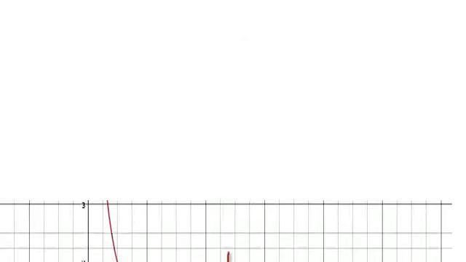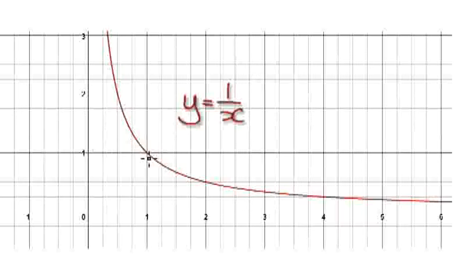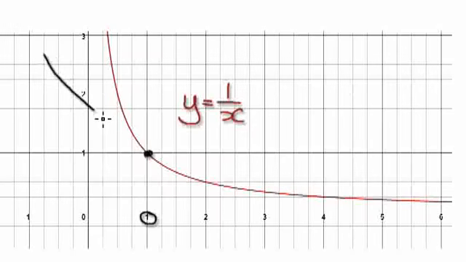Okay, let's give you guys some more practice. So here I've got a graph of y equals 1 over x. Now, if I were to draw a tangent at x equals 1 here, it would look something like this. Not to scale here.